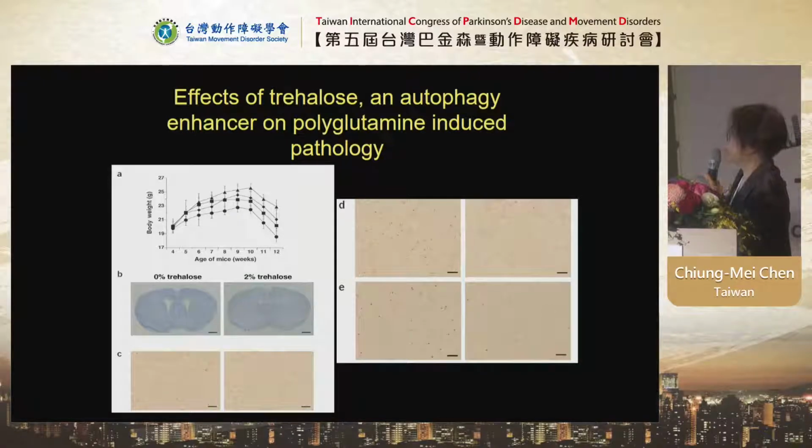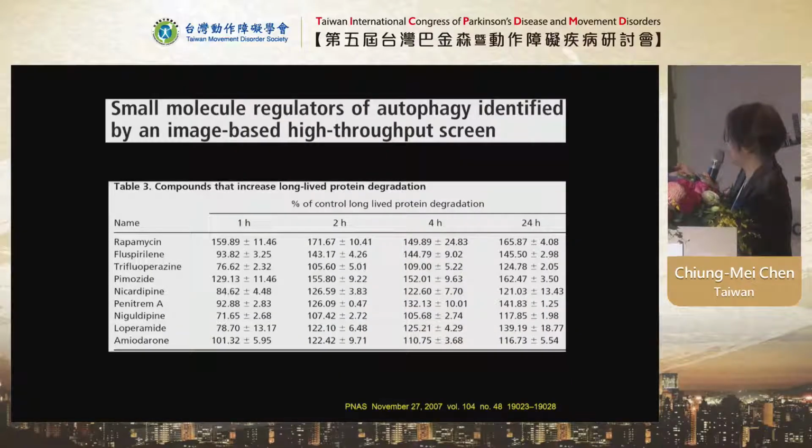Trehalose has been shown to be effective in reducing aggregation, reducing brain atrophy, and improving rotarod performance in R6/2 mice. Subsequently, several molecules that enhance autophagy have been shown in cell studies, but none of them, including trehalose, has gone to clinical trial.